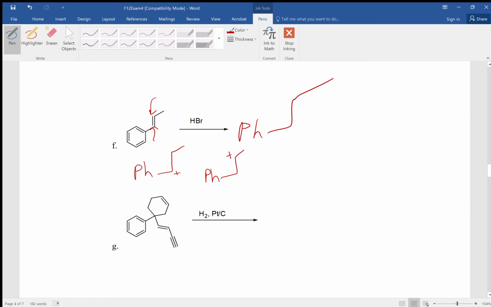Well, if those are our 2 choices of carbocations, the bottom one, that carbocation is stabilized by resonance. The one on the right, this one is stabilized by resonance. This carbocation doesn't get any resonance stabilization from the aromatic ring. And so this is the more stable carbocation, and so that's where we find that the bromine will end up.